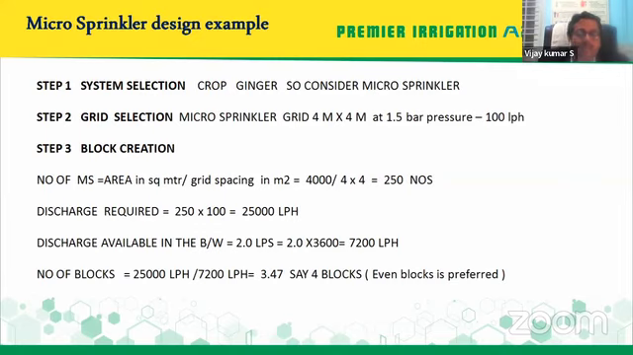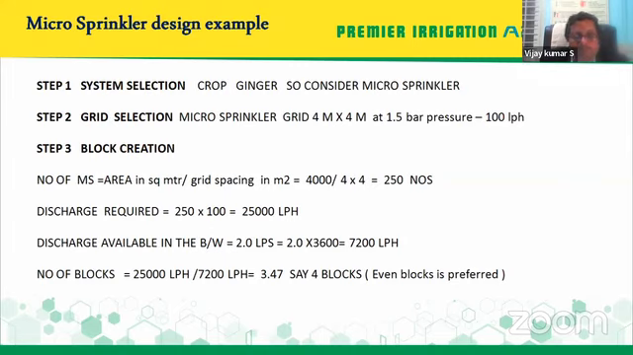Now coming to the third step, we need to know, can I irrigate this entire area in one shot or in one block, or do I have to make blocks? How do we do that? Like the drip irrigation, we will have to calculate how many micro sprinklers are going to be required for this area. We know that the area of this plot is 1 acre, that is 4,000 square meters, and the grid spacing is 4 meter by 4 meter. Therefore, the area divided by the grid spacing gives me the number of micro sprinklers, which works out to be 250. Every micro sprinkler is going to give me a discharge of 100 liters per hour. So what will be the total discharge? 250 multiplied by 100, that is around 25,000 liters per hour.